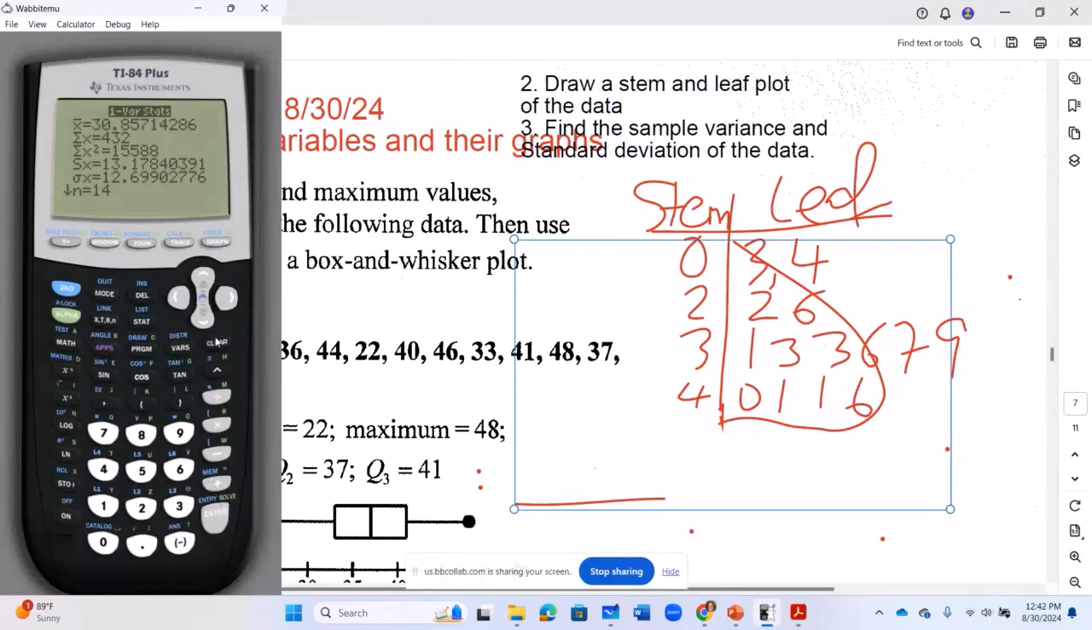So the mean is approximately 31 to the nearest whole number. So that's the mean. So I'm going to go down and check the median. The median is 34.5. Therefore, the mean and the median are not equal. Median is greater than the mean, and that is why the data is skewed left. The data is skewed left because the mean is less than the median.